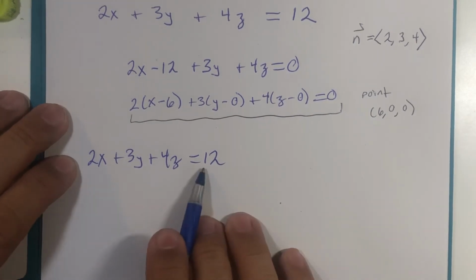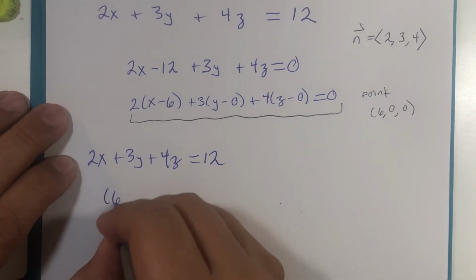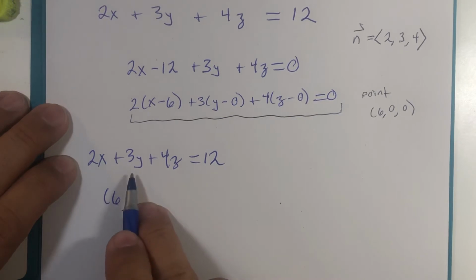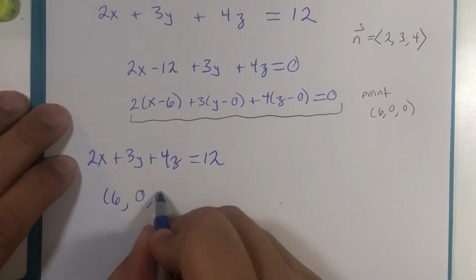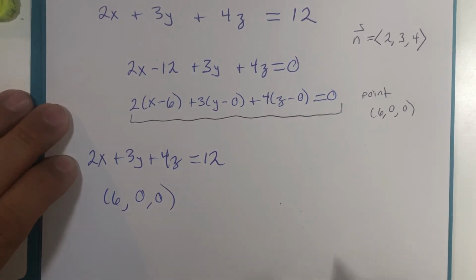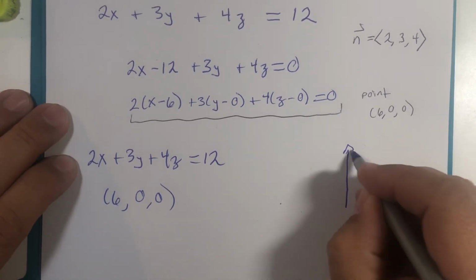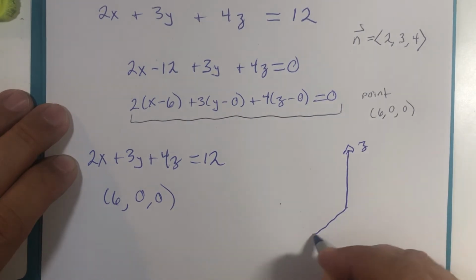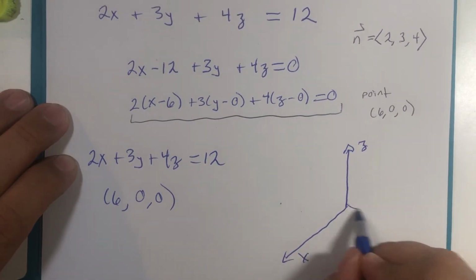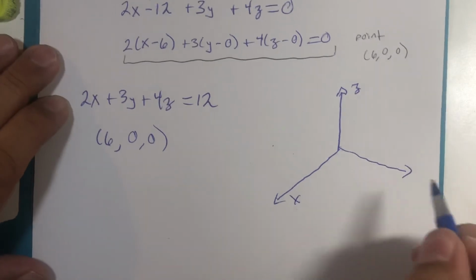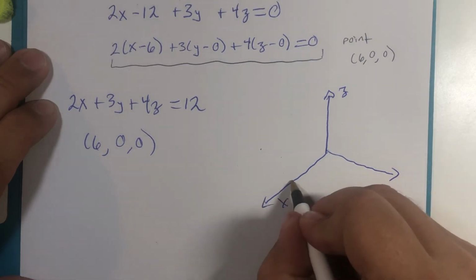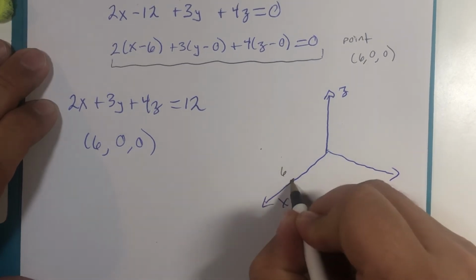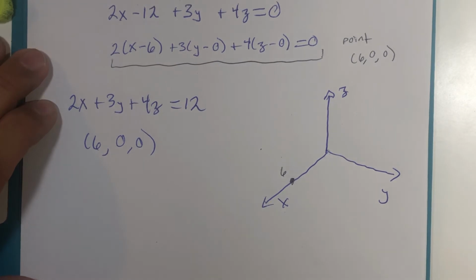Can we look at this and say, if x is equal to 6, then 2 times 6 is 12, and so y and z would have to be 0. And if this is the z-axis, and this is the x-axis, and this is the y-axis, then that point 6, 0, 0 is right here. It's 6 units out along the x-axis.